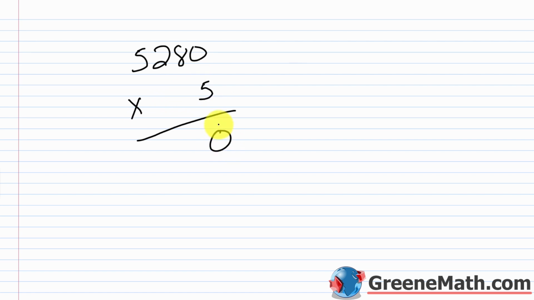5 times 0 is 0. 5 times 8 is 40. 0 down, carry the 4. 5 times 2 is 10, plus 4 is 14. 4 down, carry the 1. 5 times 5 is 25, plus 1 is 26. So that works out perfectly, 26,400.